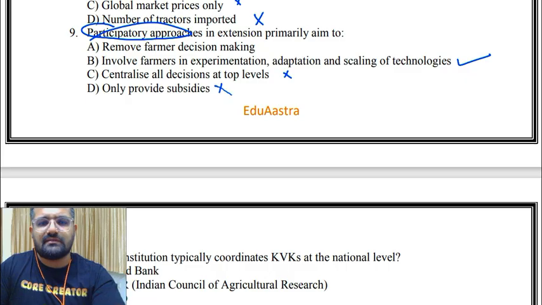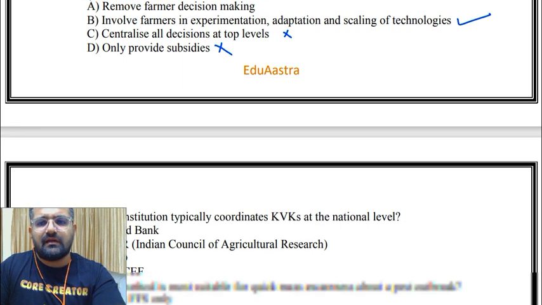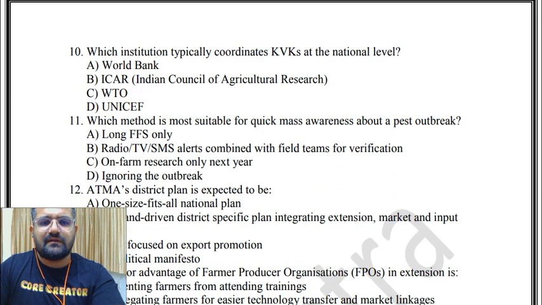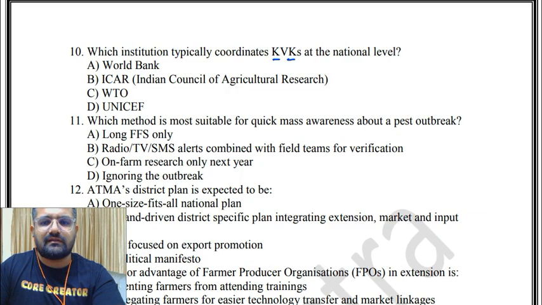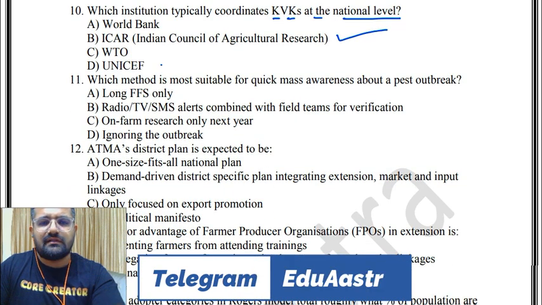Only provide subsidies. No, B is our answer, that is, involve farmers in experimentation, adoption and scaling of technologies. Which institution typically coordinates Krishi Vigyan Kendras at the national level? World Bank, ICAR (Indian Council of Agricultural Research), WTO or UNICEF. So the answer is ICAR, that is Indian Council of Agricultural Research.